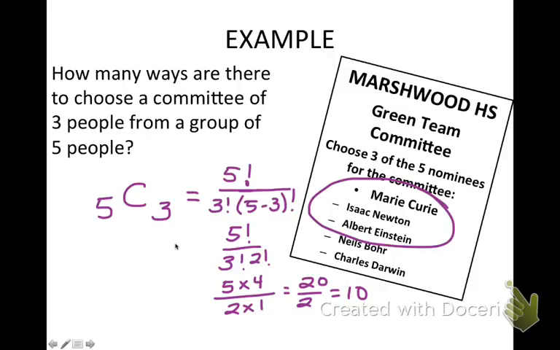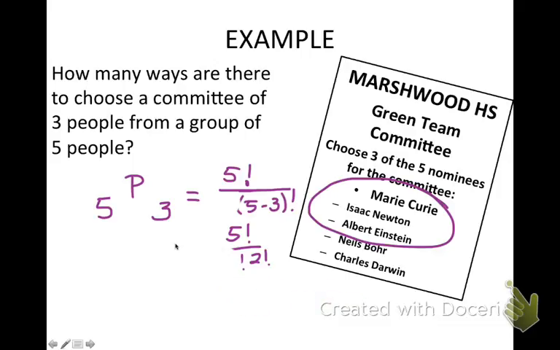Now, if we put these guys into positions, if we said we want a president, a vice president, and a secretary, then what would change? It would go to a permutation, right? And what would I get rid of in my formula here? I would get rid of the 3 factorial. So what would cancel from the 5? Everything beyond 2, so it would just be 5 times 4 times 3. So 60 would be the permutations, where order matters.